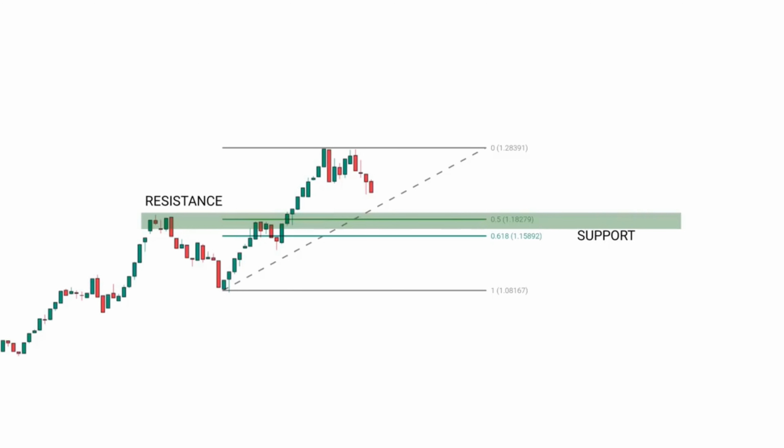For example, here we have a support level aligning with the Fibonacci level. Price retraces back to this level and forms a long wick rejection candle. Once price breaks the high of that candle, it indicates a possible move upward.